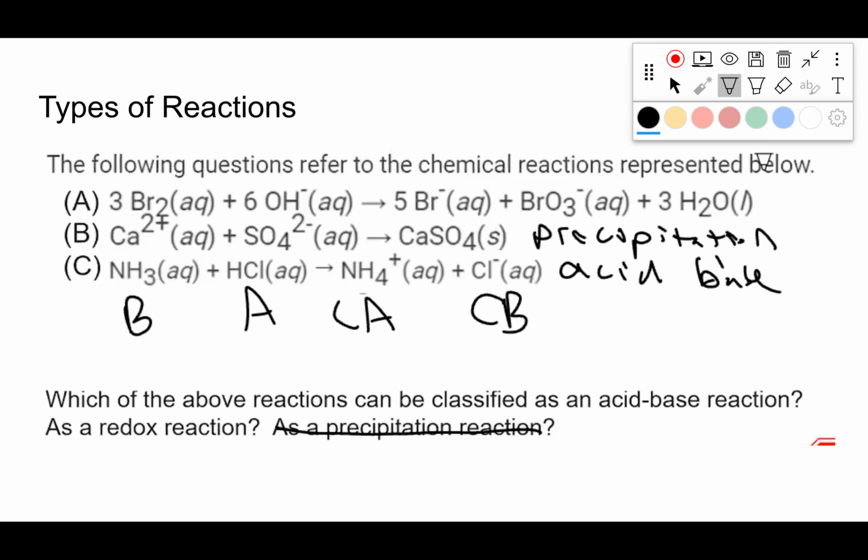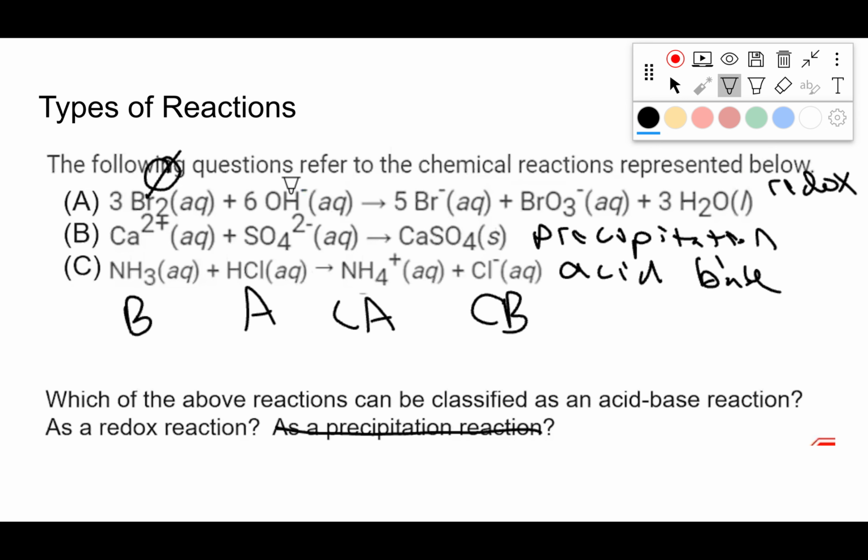That means that this last example up here is my redox reaction. Let's go through and label all of our ion charges. Bromine, Br2, is in its diatomic form. If it's an element by itself, it is going to be 0. OH- is a polyatomic ion. We haven't run into that yet. It's the first time we're going to run into it.